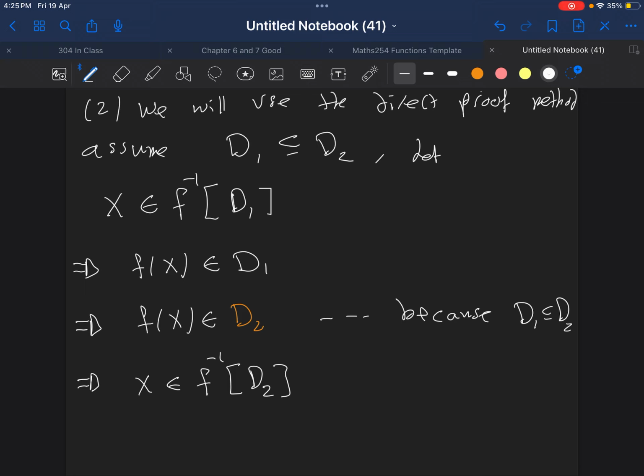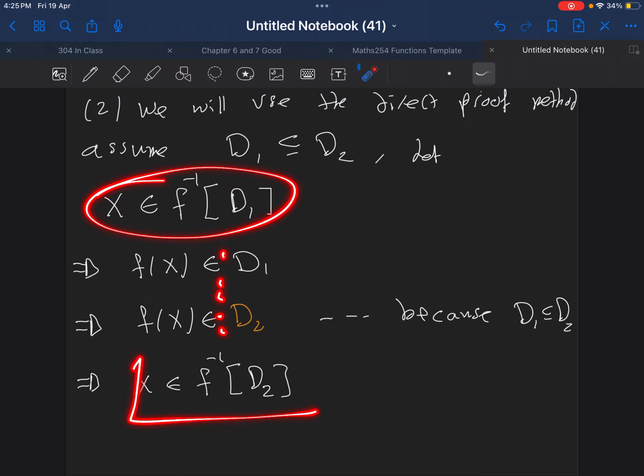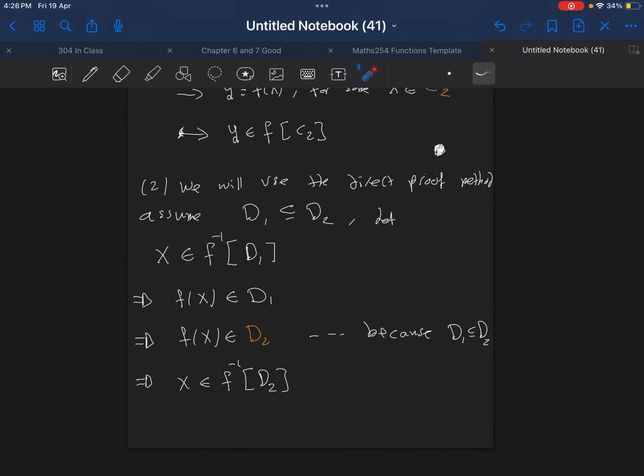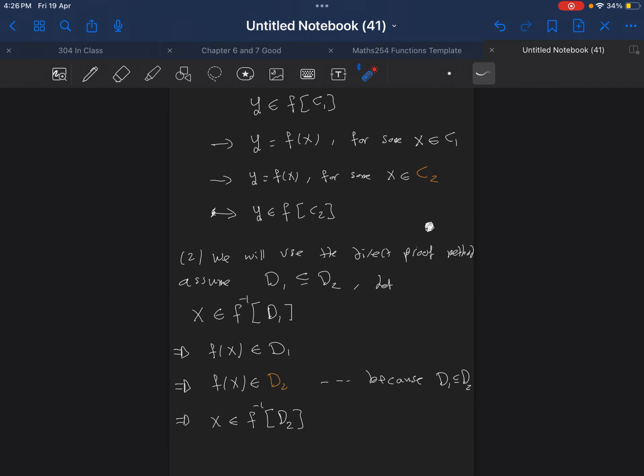I take something in f inverse of D1, and I end up with many steps to reach that it is in f inverse of D2. So please have a look at this one. I advise you strongly to pause this video, look at the proof again, read it again, try to reformulate it yourself, try to do it again by yourself, and check if you can recreate the same proof for this one.